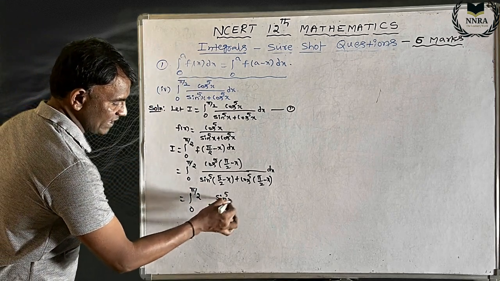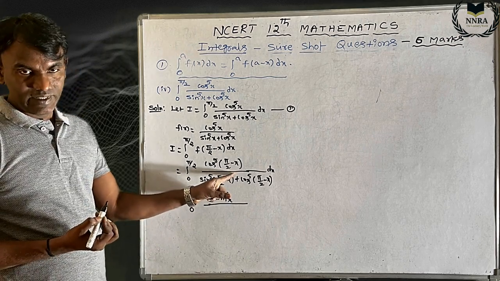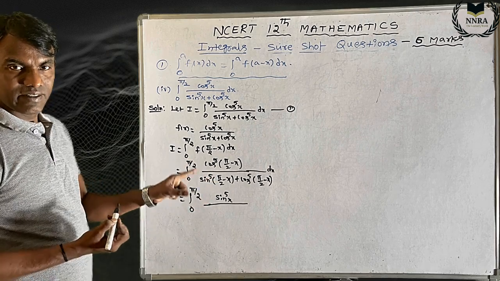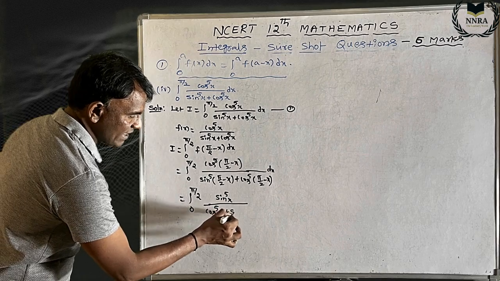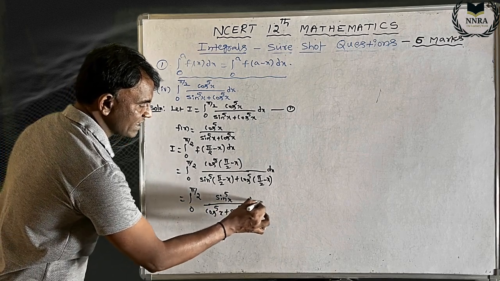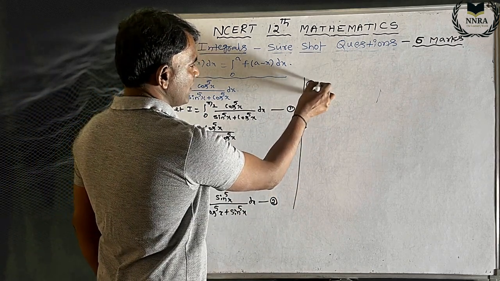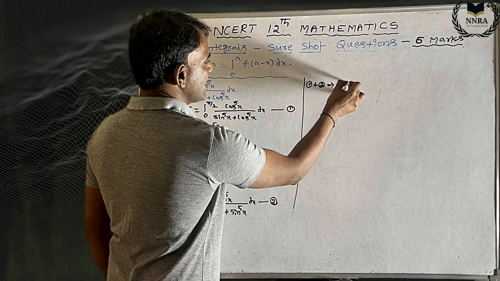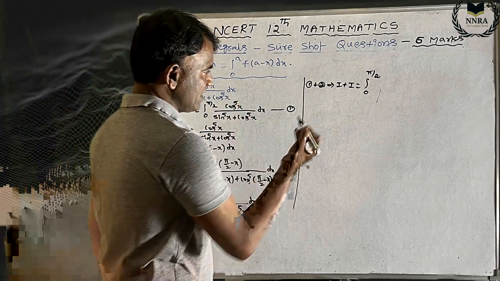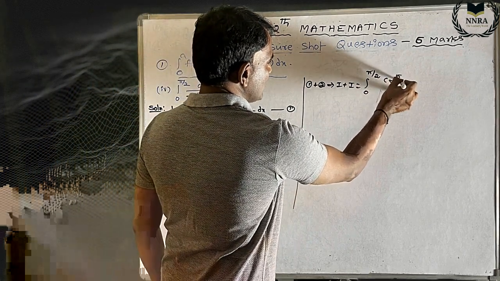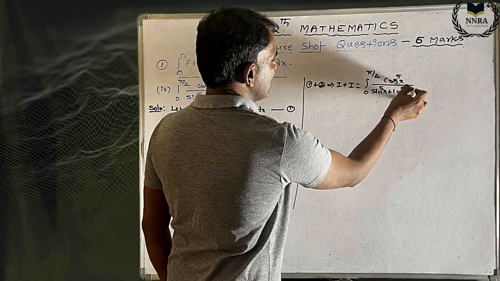So I am writing the direct value. And coming to the denominator, sin of (pi by 2 minus x) whole power 5. So sin of (pi by 2 minus x) is cos x. Cos x whole power 5, that is cos power 5 x. And the second one is sin power 5 x dx. Equation number 2. Now 1 plus 2. So I plus I equals, what is that first value? Integral 0 to pi by 2, cos power 5 x divided by sin power 5 x plus cos power 5 x, then dx.